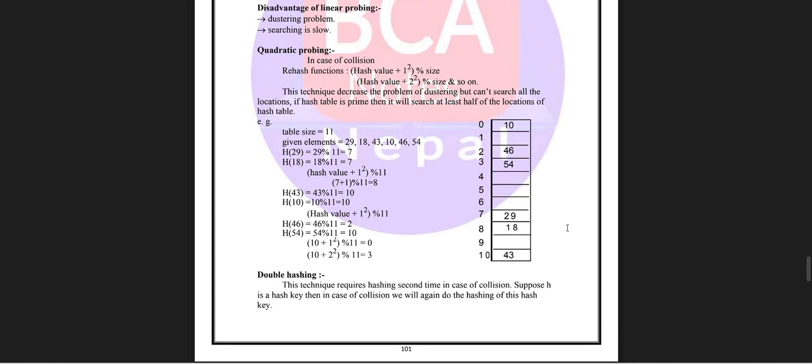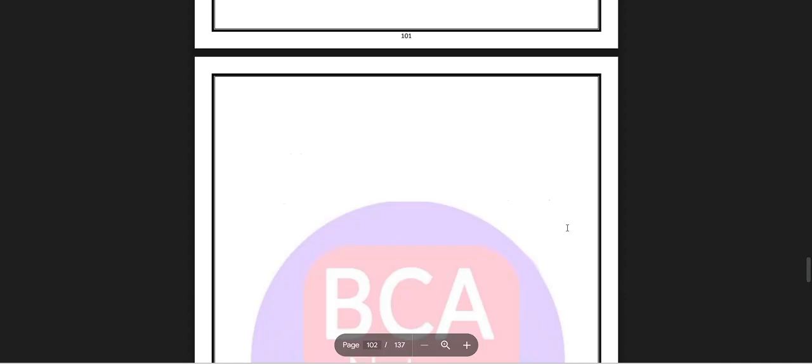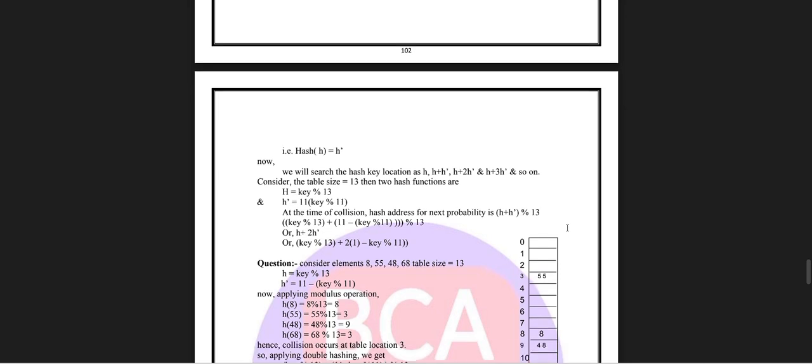Double hashing. This technique requires hashing a second time in case of a collision. Suppose h is the hash key, then in case of a collision we will again do the hashing on the hash key. The probe locations are h plus h1, h plus 2h1, h plus 3h1, and so on. Consider the table size 13, then the two hash functions are h1 equals key % 13 and h2 equals 11 minus key % 11. At the time of a collision, the address for the next probe is h plus h2 % 13.